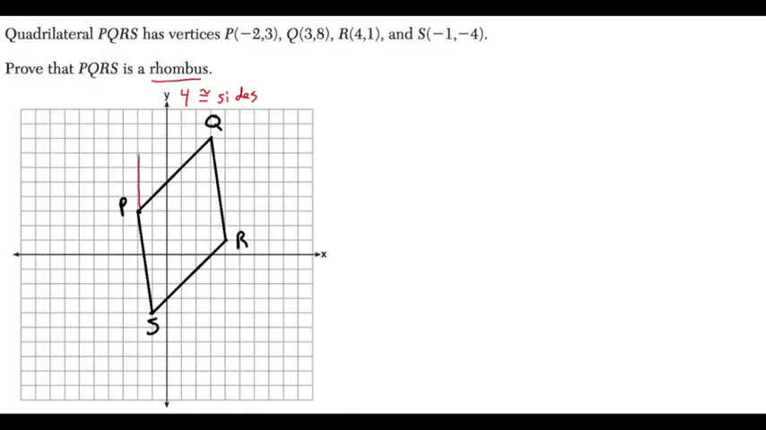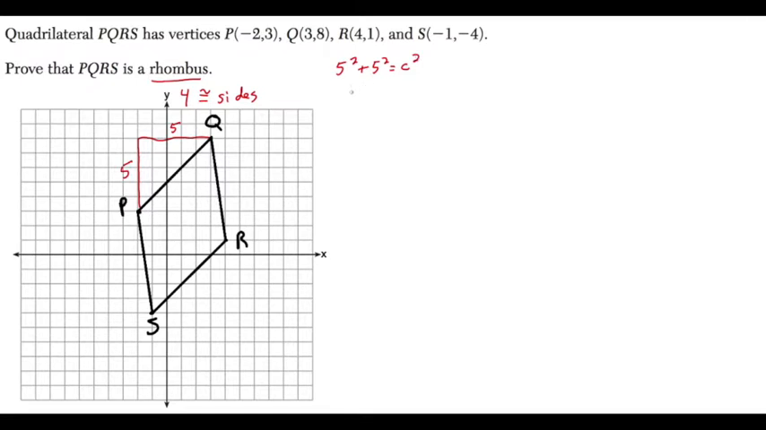From P we go up, and then we go over to Q. You just count the boxes. This is 5 on top, and this is 5 on the bottom. So it goes up 5, over 5. To find that distance, you would do 5 squared plus 5 squared equals c squared.